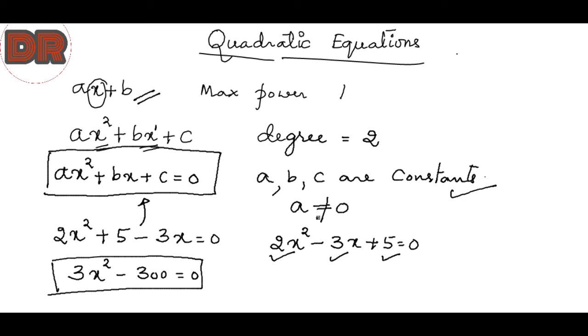B and C may or may not be equal to 0, but A cannot be equal to 0. A is always a constant with some value. So this is also a quadratic equation. It can be written in the format ax square plus bx plus c is equal to 0, where a is 3, b is 0 since there is no x term, and c is a constant, minus 300.